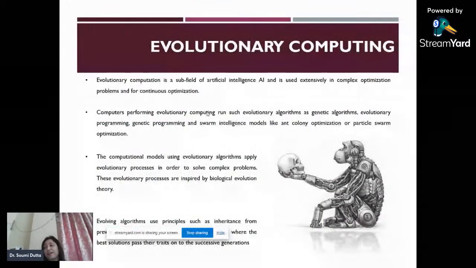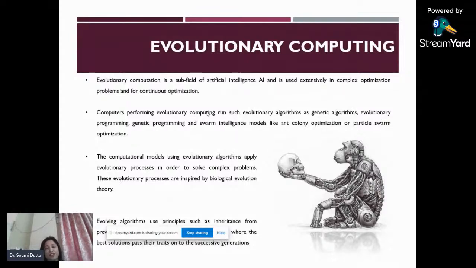You guys have already mentioned the highlights, so I'm skipping the highlight parts. I'm not introducing a lot, and am going directly to the topic. So today the topic is evolutionary computing.